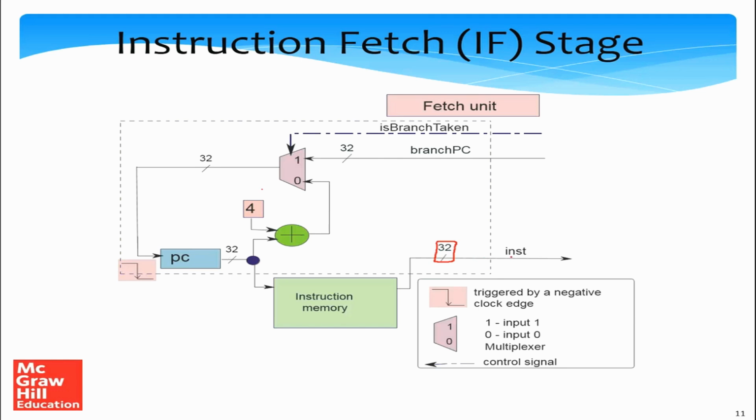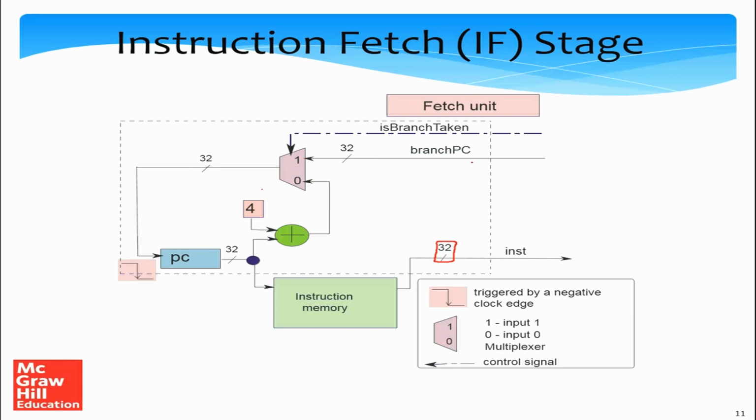We'll read the instruction, and simultaneously we will consider the program counter's address and add 4 to it. Why will we add 4 to it? Because we want to get the address of the next instruction, of course, assuming it's not a branch. Since each instruction is 4 bytes and we address memory at the level of bytes, we'll add 4 to it. This will be one of the inputs to the multiplexer.